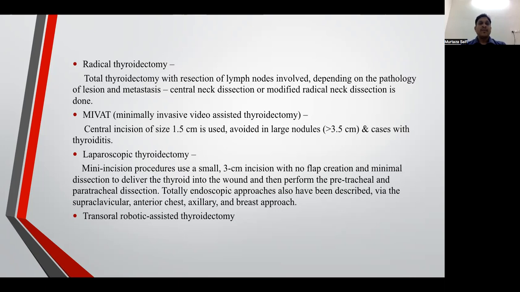Then MIVAT, minimally invasive video assisted thyroidectomy. This is very common. A central incision of size 1.5 centimeter is used. It is avoided in larger nodules more than 3.5 centimeter and in cases with thyroiditis. So minimally invasive video assisted thyroidectomy should be done accordingly.